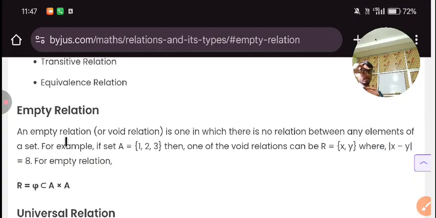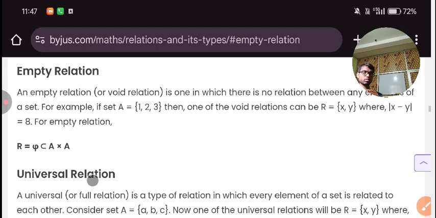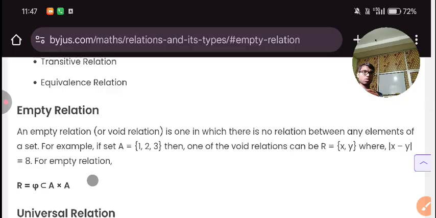Empty relation. An empty or void relation is one in which there is no relation between any element of a set. For example, if a set A has elements 1, 2, 3, then one of the void relations can be R equals (x, y), where x minus y is equal to 8. For every relation, we don't have another set.